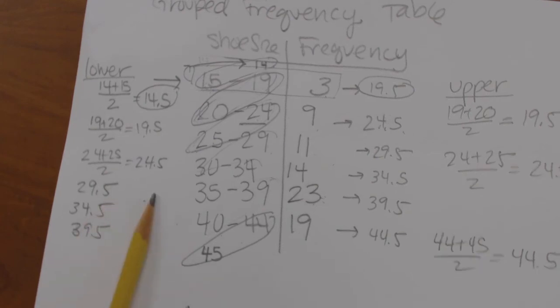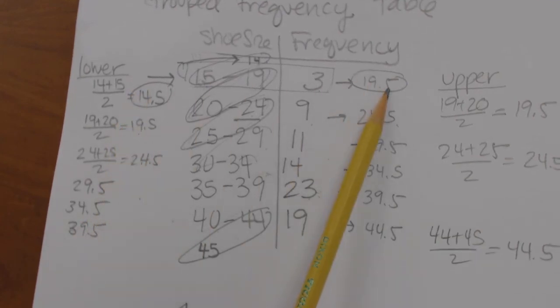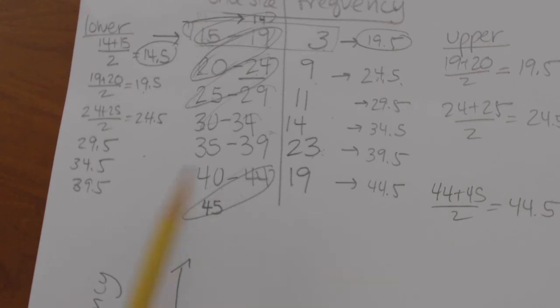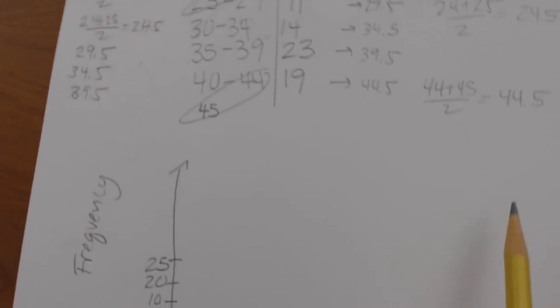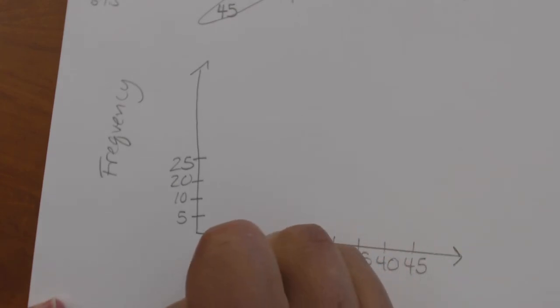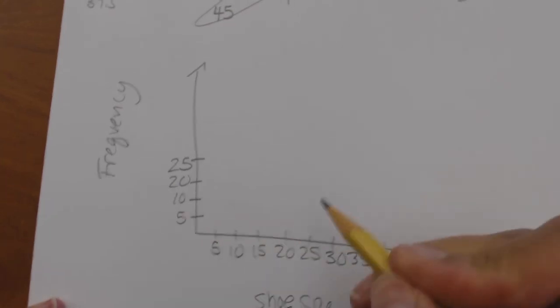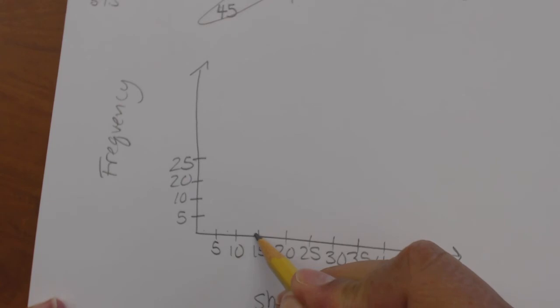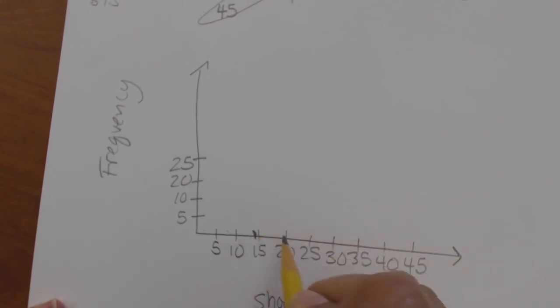We always start at the lower boundary and we go to the higher boundary. So for this first bar, I'm going to do 14.5. I'm going to go down here. It's not going to be perfect. It's going to be right next to 15. Sorry for the shaking. And then I'm going to go up and I'm going to stop at 19.5. And I'm going to go to 3.